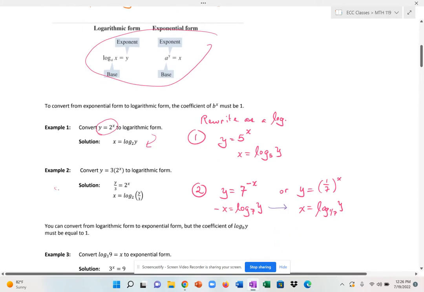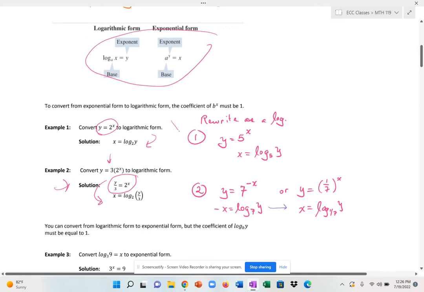Using this definition, that's going to be x equals log base 2 of y. Here I do have a coefficient in front of the exponential 2 to the x, and the coefficient is 3. So the first thing I did was divide both sides by 3, and then I can rewrite it as x equals log base 2 of y over 3.